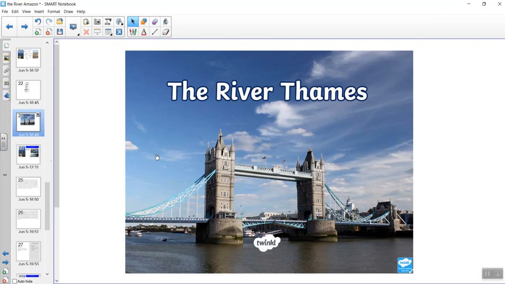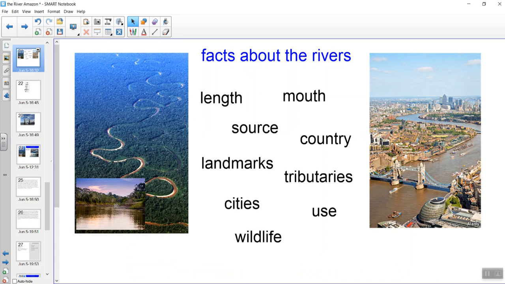Now, you've had some facts about the River Thames there, but your job for the rest of today is to find out some more. Find out something else about the River Thames. You might want to find out what wildlife lives on the River Thames. You might want to find out something about the cities that the River Thames flows through. You might want to find out a little bit more about the tributaries, because we haven't heard anything about the tributaries for the river, or the size of its basin. We don't know the size of the River Thames basin. Those might be things that you want to think about and find out about before tomorrow.